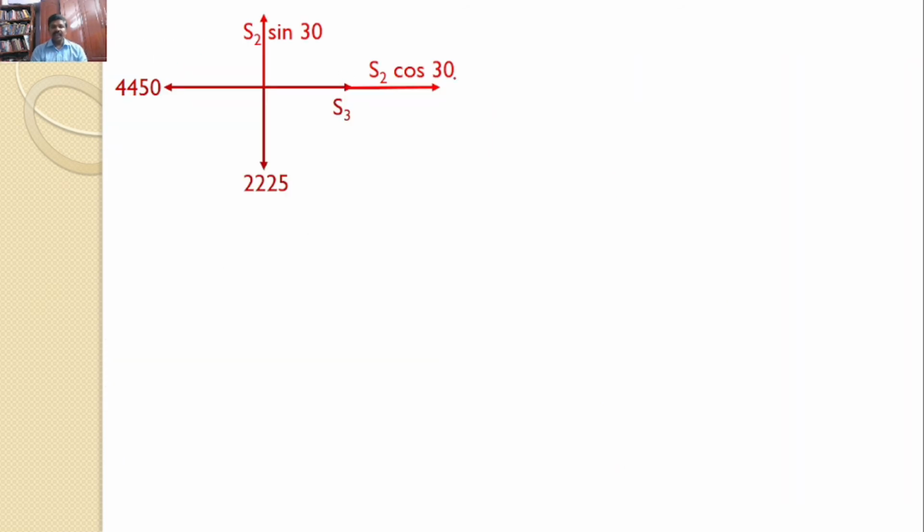Now, let us apply the equilibrium condition sigma Fy is equal to 0. There are only two forces. So, first apply sigma Fy is equal to 0. So, S2 sin 30 is equal to 2225. And you know that sin 30 is equal to 1 by 2, so S2 is equal to 4450.